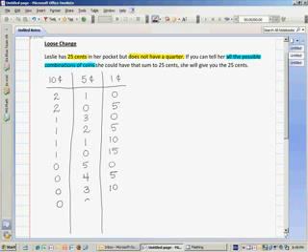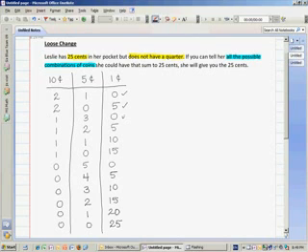0 dimes, 2 nickels, and 15 pennies. 0 dimes, 1 nickel, and 20 pennies. 0 dimes, 0 nickels, and 25 pennies. Let's remember what the question was asking for, and that was all the possible combinations. So now we go through and we count.